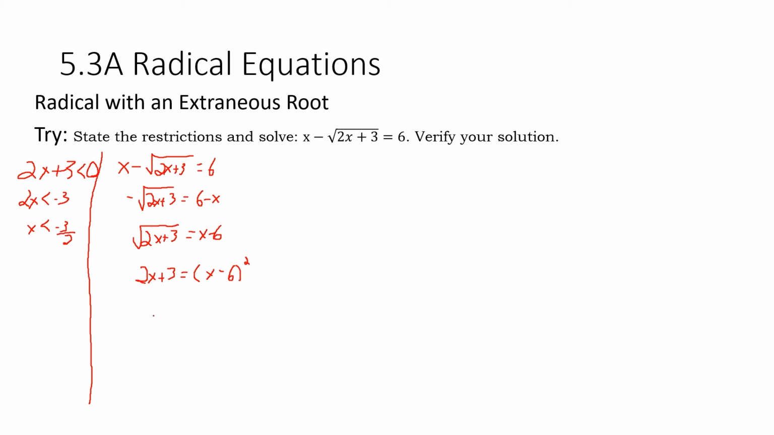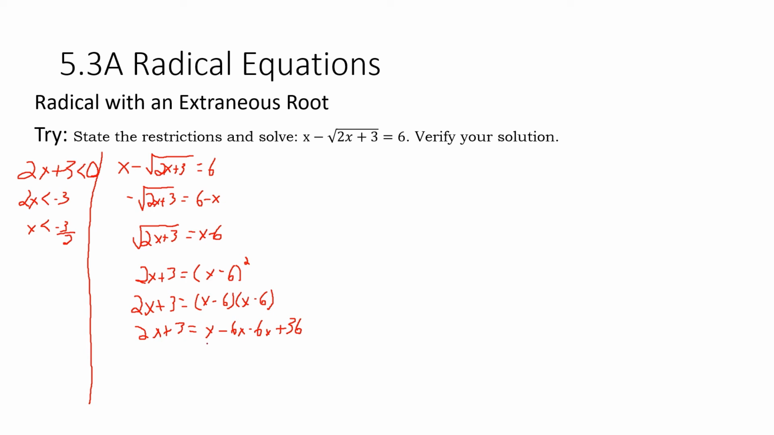Let's expand this out, and we'll have a trinomial. So 2x plus 3 is equal to x minus 6 times x minus 6. And so 2x plus 3 is equal to x times x is x squared, x times negative 6 is negative 6x. Negative 6 times x is negative 6 more x, and then negative 6 times negative 6 is 36.